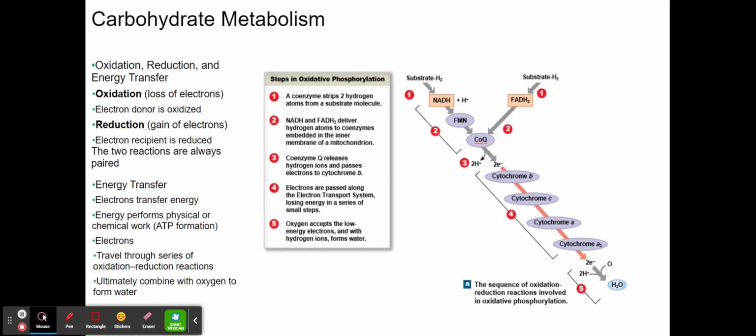By passing electrons through a series of redox reactions, cells can capture and use much of the energy that is released as water is formed. Water is formed as these electrons ultimately combine with hydrogen ions and oxygen atoms.